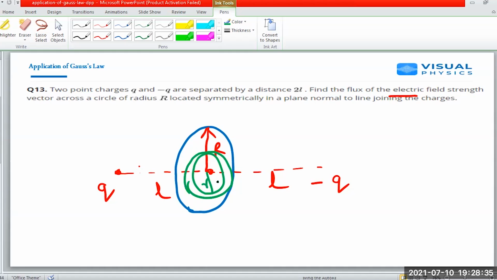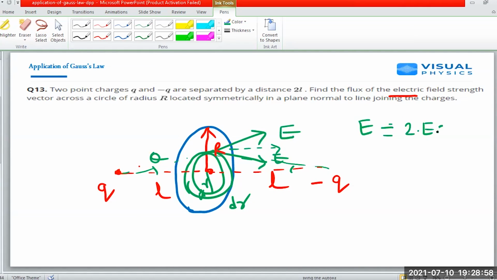Suppose from the radius I am taking a distance r, and suppose the thickness of this is dr. Due to this Q, the electric field will be along this direction, and due to minus Q, the electric field will be along this direction. So my net electric field will be, if this angle is theta, and due to symmetry this angle would also be theta, so E will be 2E cos theta. And when I know E, I have to integrate from 0 to R for finding the total flux, right?